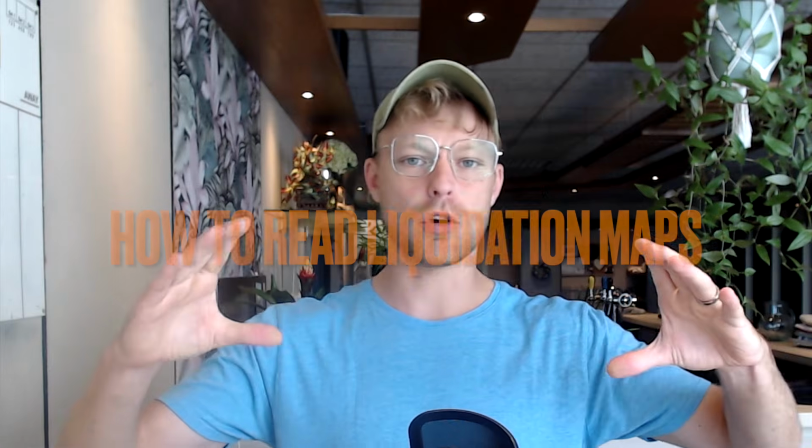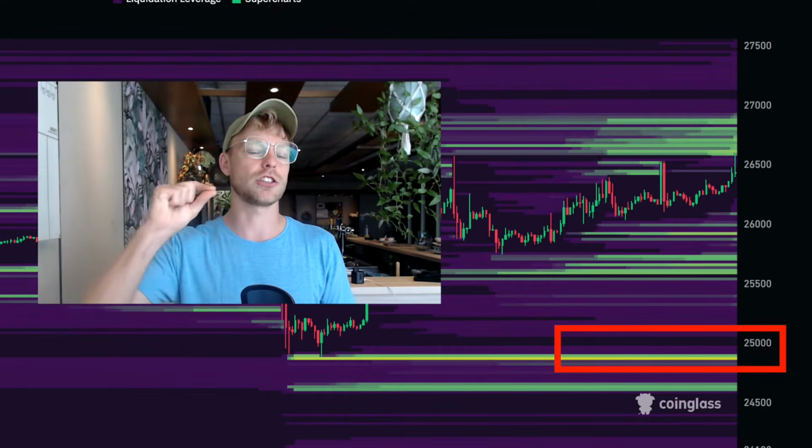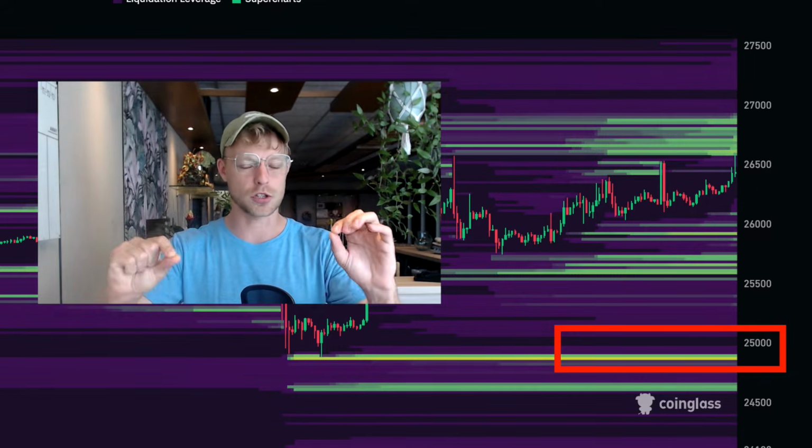How to read these liquidation heat maps? Well, you can see the Bitcoin price and you can see certain colors ranging from purple to green to yellow. When it's purple, there are not that many liquidation levels there. When it's getting green, it's already getting a little bit more. But when it's really bright yellow, then we can see most liquidations are concentrated on that specific level.